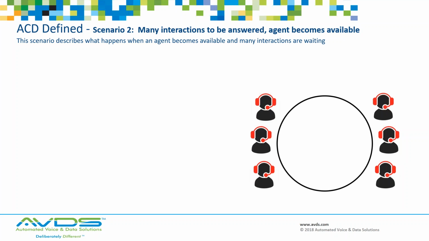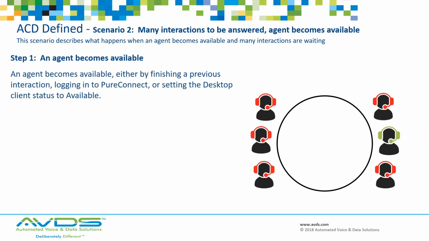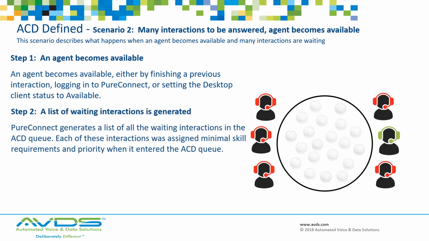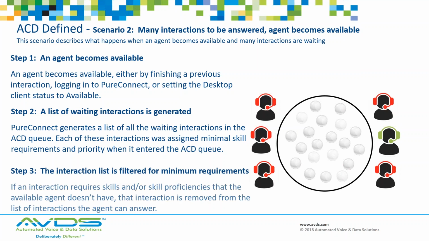The other side of the coin, if you will, is we've got many interactions waiting to be answered, and an agent suddenly becomes available. So now we've got all our agents in the queue. They're currently working on a phone call, and one of them becomes available, either by finishing up a call, or maybe he came back from lunch and he logged in and made himself available. In any case, we have an agent now available to take the interactions, and so the system then generates the list of all the interactions that are waiting, and you can kind of guess what's going to happen next. It's going to take a look at the skills that that agent has and any other requirements that he has, and looking at the requirements of the interactions, it's going to filter out the interactions that that agent possibly could not handle due to skill requirements or other ACD conditions.